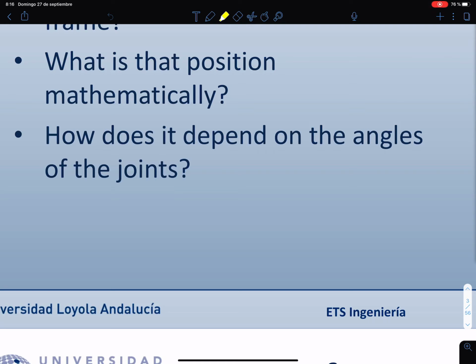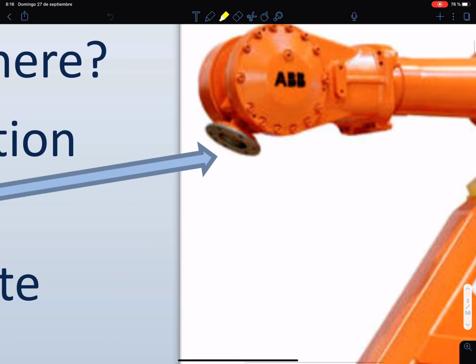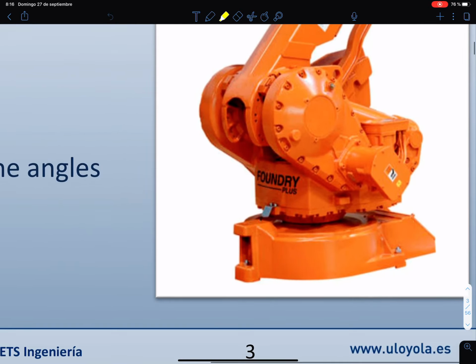But the interesting thing is that now that we have placed the hand of the robot in space, does it depend on the values of the angles of each of the joints that we have described? Yes, there is a relation between the coordinates that describe the position of the hand and the angles of each of the joints of the robot. So this is just talking, but we will get there by doing mathematics.